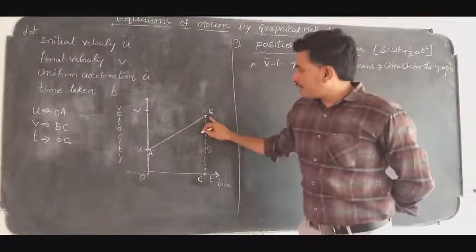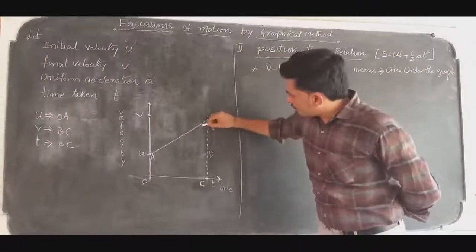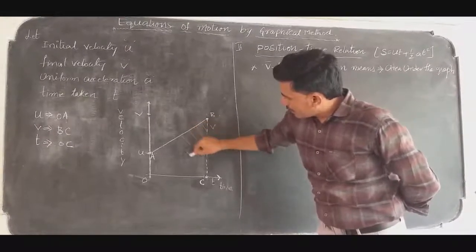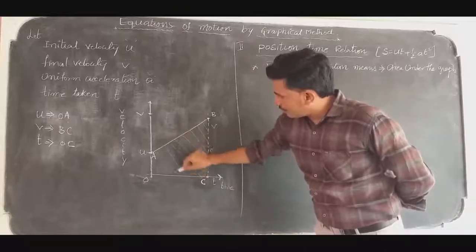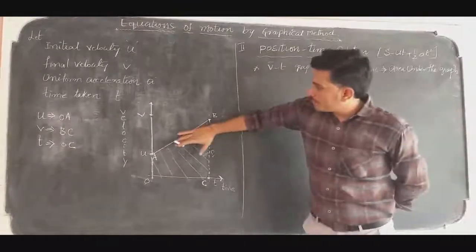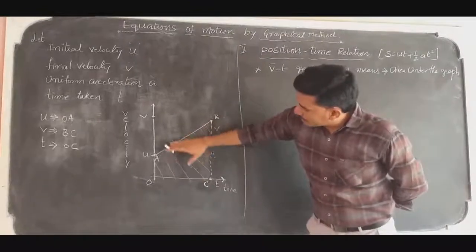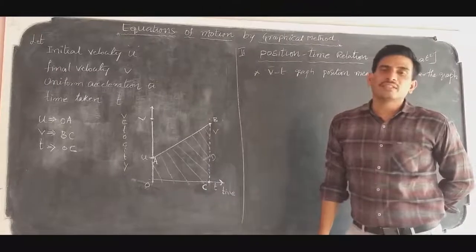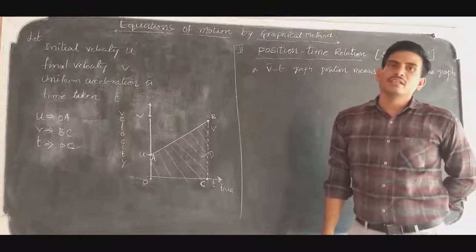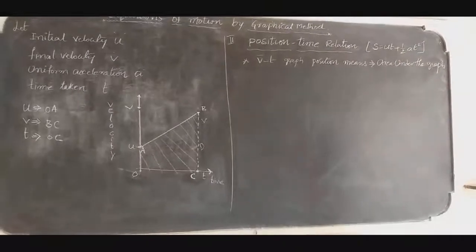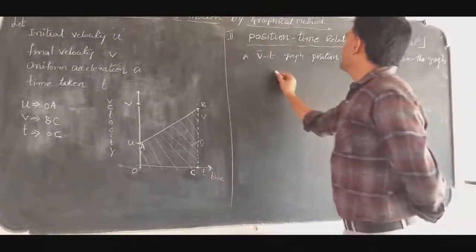The area under the graph is this. Can you tell me what is the shape of this area under the graph of AB? Isn't it a trapezium? Yes, it's a trapezium. So the area under the graph of AB is a trapezium.